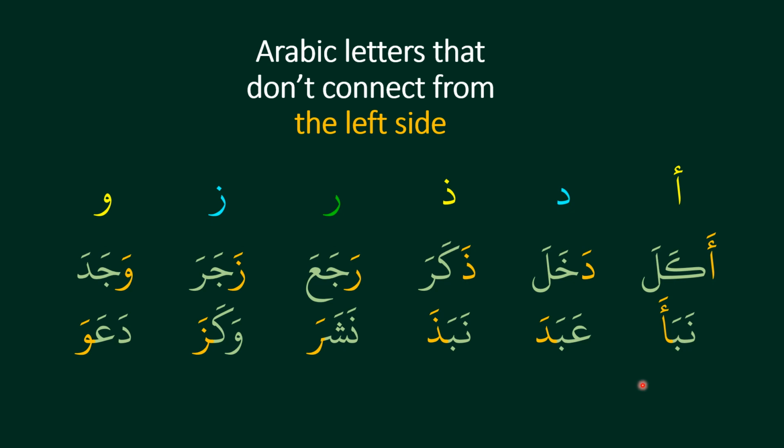But in this case, where the letters are on the right side of Alif, Alif will connect to them. The same for Dhal: the letters are on the right side of Dhal, so it will be connected. The same for the rest. I hope this is clear for you. Let's read this together.